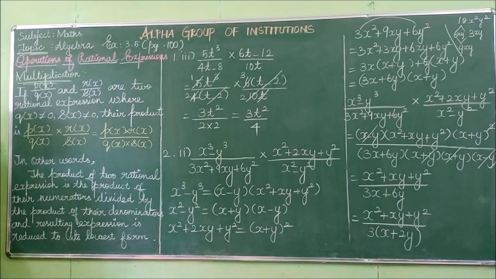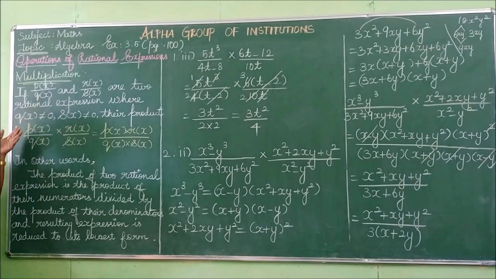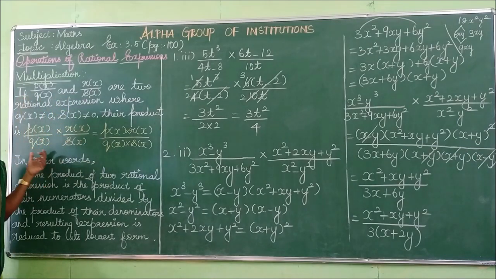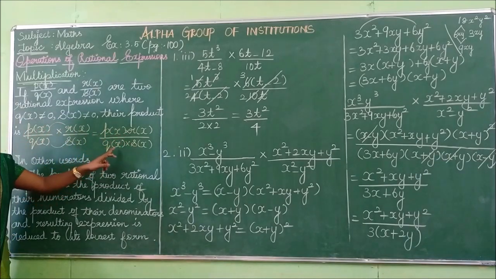Listen carefully. You already know about the rational expression. In today's class we are going to learn about the multiplication of rational expressions. If p of x by q of x and r of x by s of x are 2 rational expressions where q of x and s of x, both the denominators, are not equal to 0, then their product will be how? p of x by q of x into r of x by s of x. How to multiply the 2 rational expressions? The numerators get multiplied and the denominators get multiplied. p of x into r of x divided by q of x into s of x.